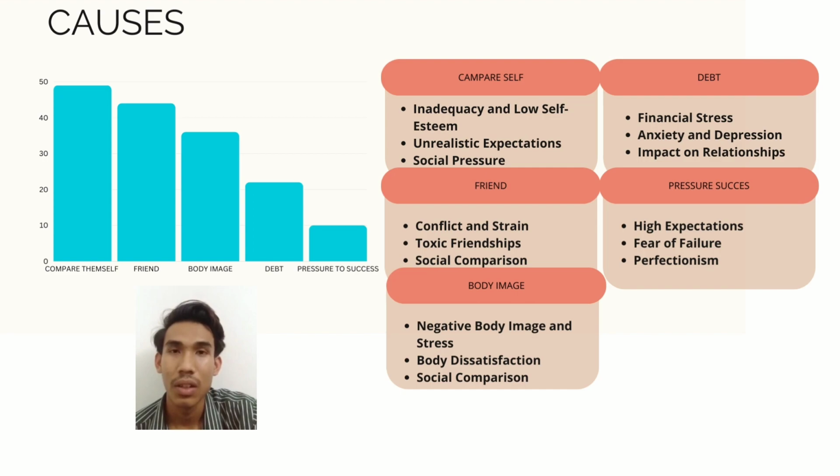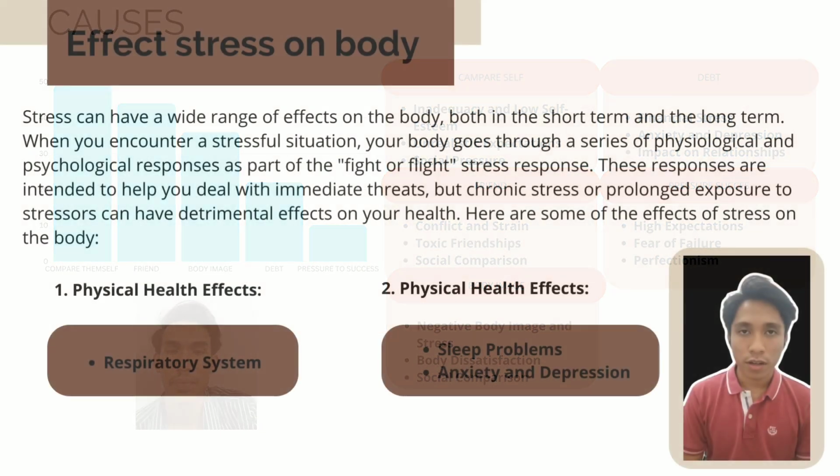How can conflict and stress affect us? Sometimes friendship can be a source of stress when there is conflict or strain in the relationship. Disagreements, misunderstandings, or betrayals by friends can lead to emotional distress. Toxic friendship, characterized by manipulation, emotional abuse, or unhealthy behavior, can be extremely detrimental to mental health and increase stress. And social comparison: constantly comparing oneself to friends also brings us further stress.